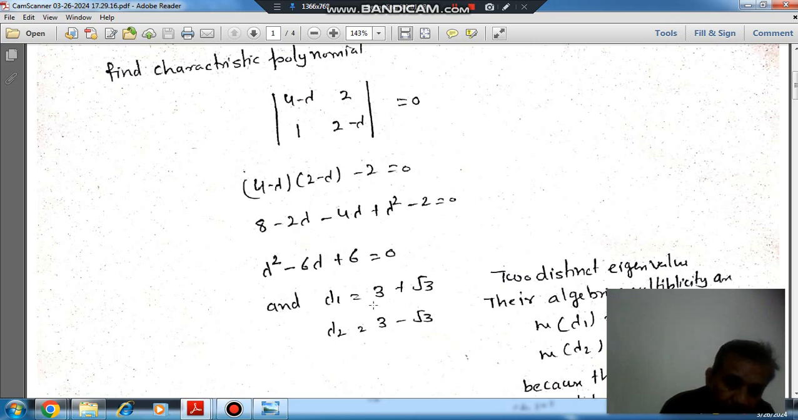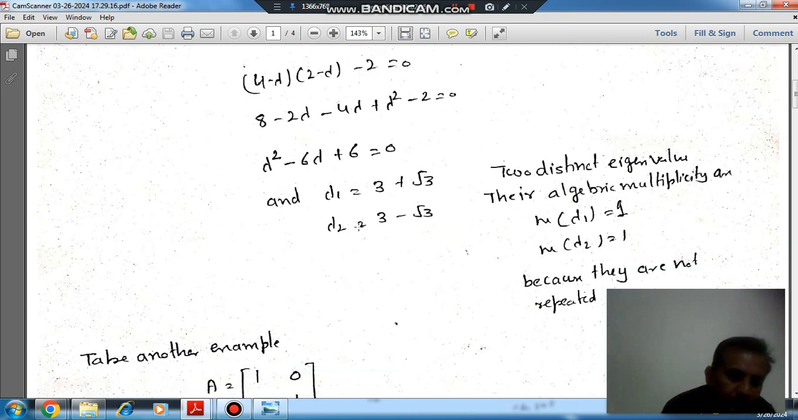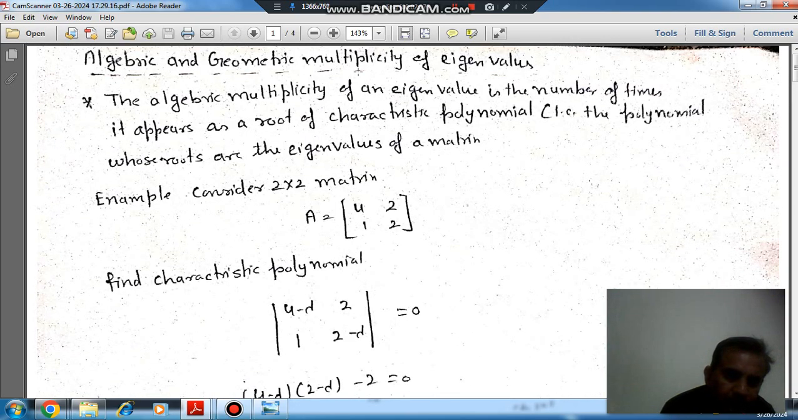If we take this eigenvalue, we can say its algebraic multiplicity is 1 because it is appearing only one time. If we take this eigenvalue, we also can say its algebraic multiplicity is 1 because it is occurring only one time. So algebraic multiplicity is the number of times that eigenvalue appears. That is the definition.